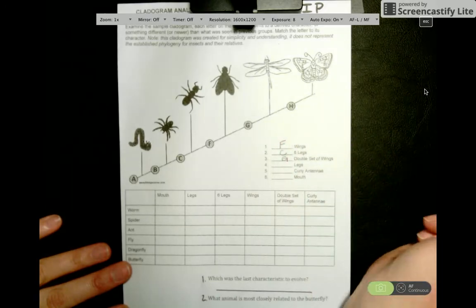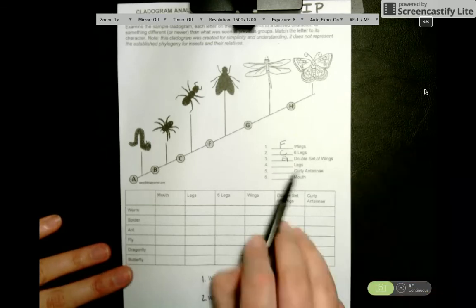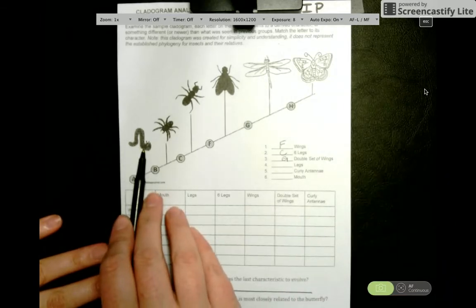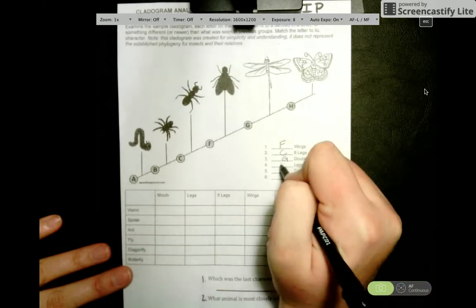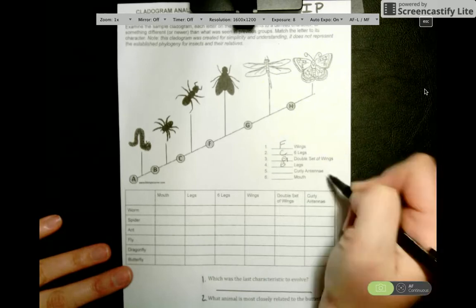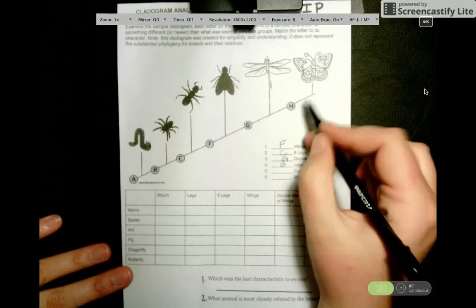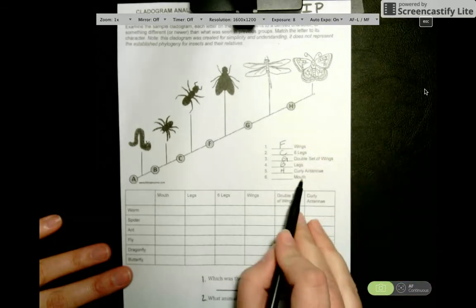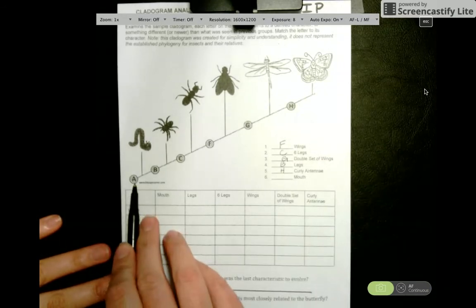So again, you should be following along, please. I'm teaching you how to do the OP side because you're going to have to do one on your own. Okay, so let's look at legs. Where did legs in general evolve? Well, a worm doesn't have any legs, but everything else does. So we're going to say legs evolve at B. Curly antenna, by looking at the different animals, I would say that evolves over here at H. And a mouth, everything here eats, all of them have mouths, so I would say mouth evolves here at A.